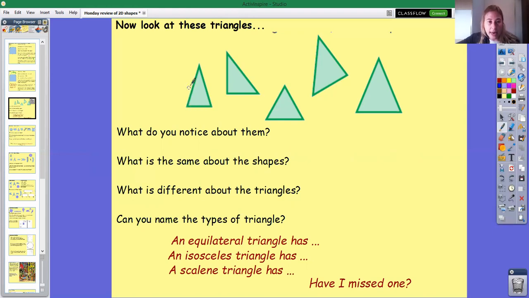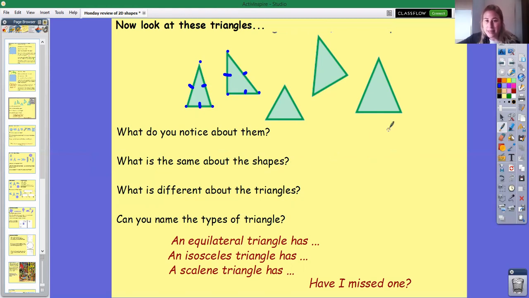So I can see that each triangle has 1, 2, 3 straight sides. If I carried on, you would count the same. And I can also see that each one has got 1, 2, 3 vertices. And again, I could label them on here. So what's the same about the shapes? A triangle is a 3-sided shape, isn't it? Or 3 vertices shape, and that's what makes it a triangle.